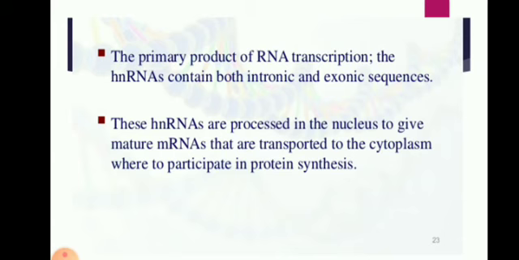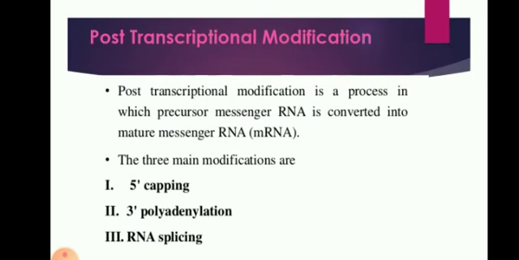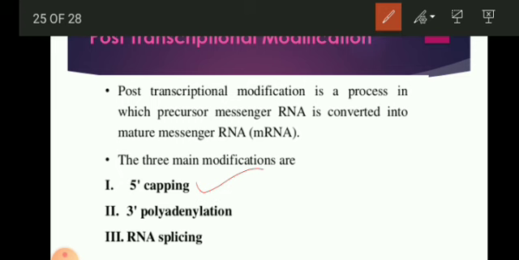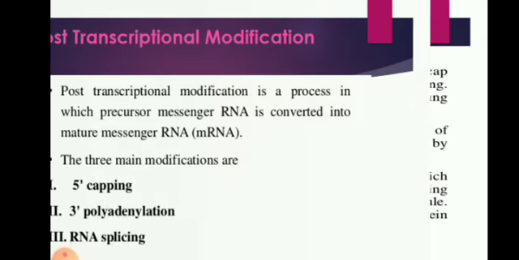So the primary product of RNA transcription, the hnRNAs, we can say the heterogeneous nuclear RNAs, contain both intronic and exonic sequences, so those have to be removed, and there are some other changes during this process. So that is called post-transcriptional modification. In post-transcriptional modification, the process in which precursor messenger RNA is converted into mature messenger RNA, three types of modification have to be applied: at 5 prime there is capping, at 3 prime there is polyadenylation, and RNA splicing.